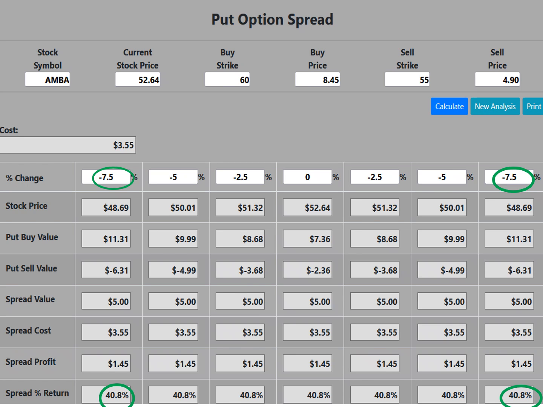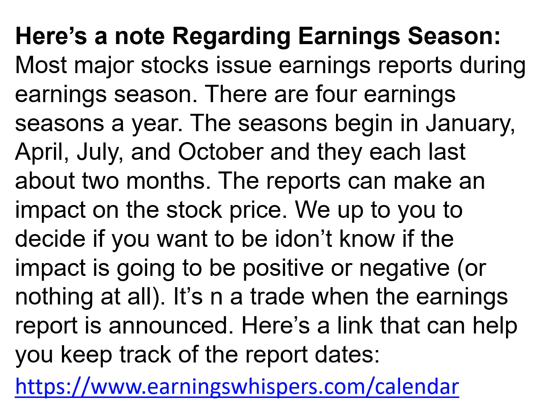The put option spread analysis calculator picture shows that the spread will make a 40.8% or $145 profit if the AMBA stock price increases by 7.5%, remains flat, or decreases in price when the options expire. Creating the debit spread will allow us to collect a $490 cash credit to our brokerage account for the sale of the 55 put. As we said on the previous slide, this reduces the cost of entering the spread to $355. Here's a note regarding earnings reports. The next AMBA earnings report is scheduled for August 28th.